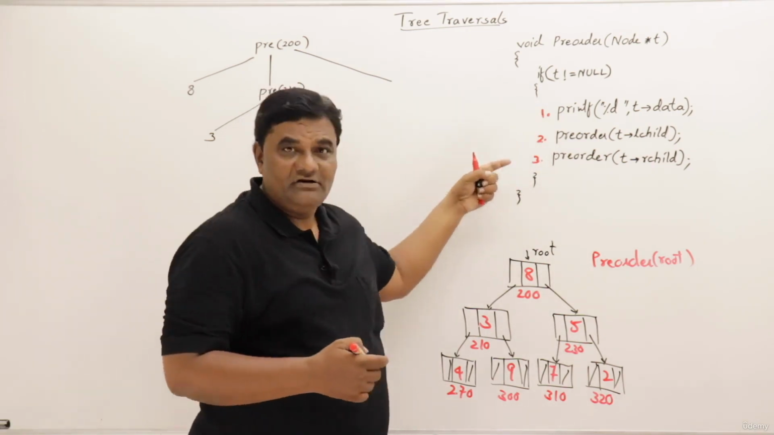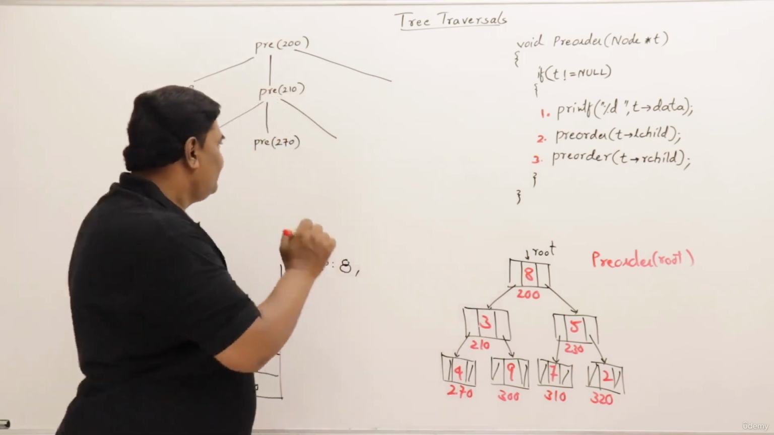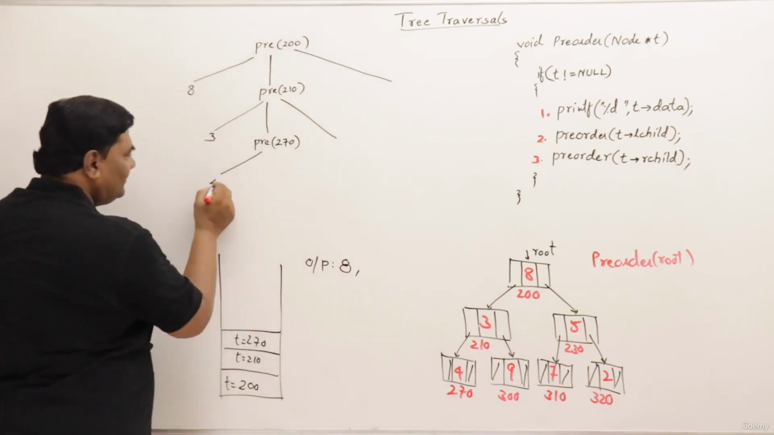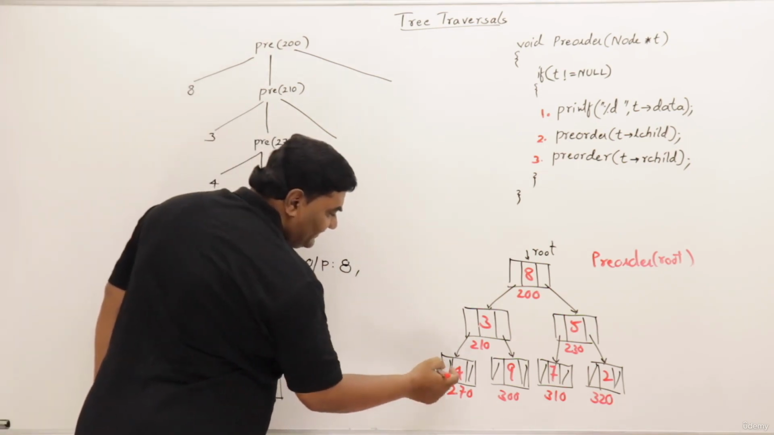Print, call upon left side, call upon right side. I will be following these 3 steps every time. So now this is not null. So print the value 4. Call itself upon left child. What is left child? Null.